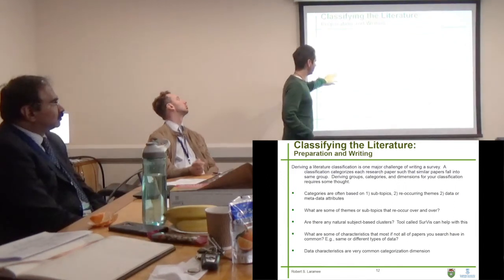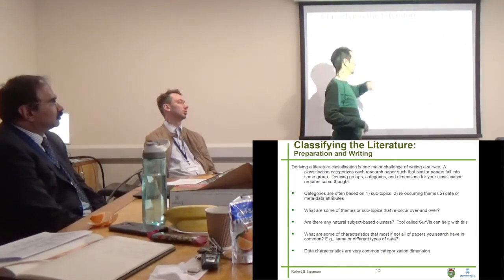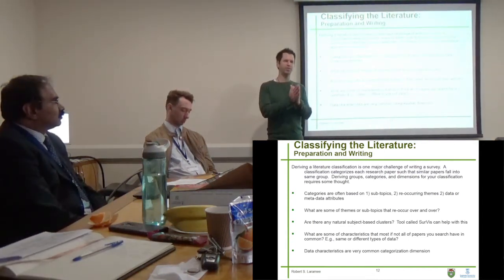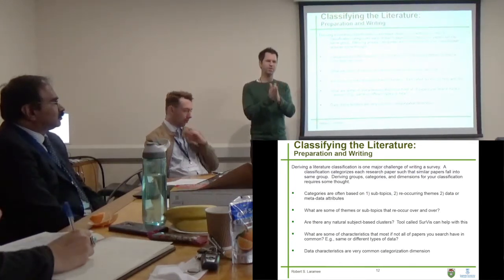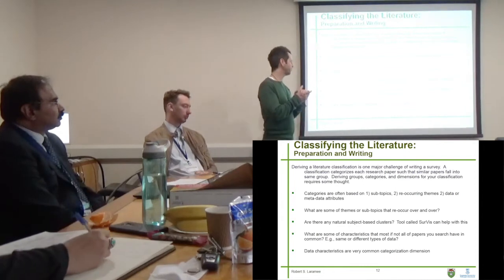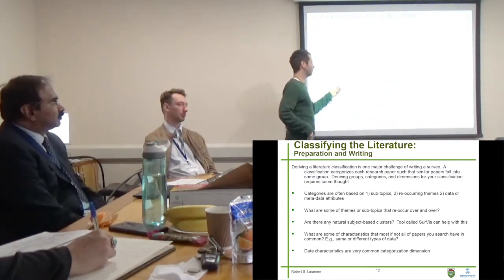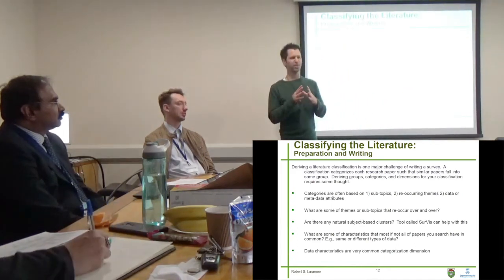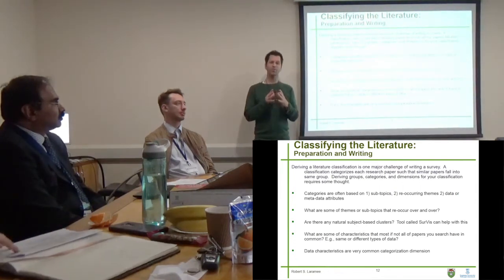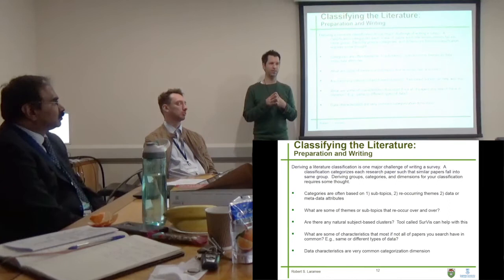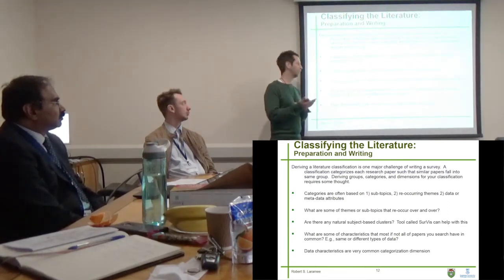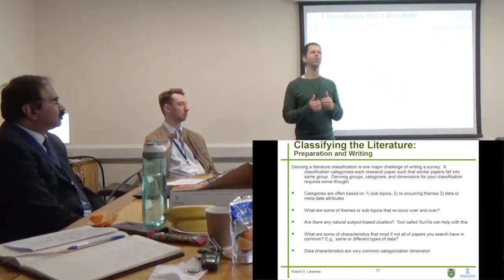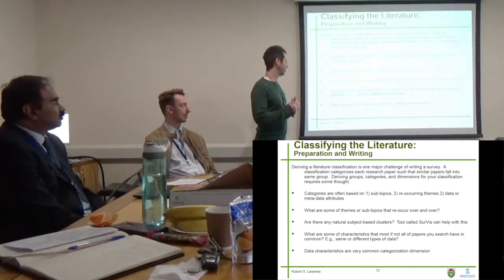So some questions to ask yourself are, what are some of the themes or topics that occur over and over again? Because once you start your literature search, you'll see, oh wow, I've seen this topic before, it's appearing over and over again. Are there any natural subject-based clusters? So you can look for topics that reoccur and subjects that reoccur, and there are software tools that can actually help you do this. Right? You don't have to do it necessarily by hand. One of the tools is called Surveys. It's a free tool, and it can help you identify topics that keep occurring over and over again.